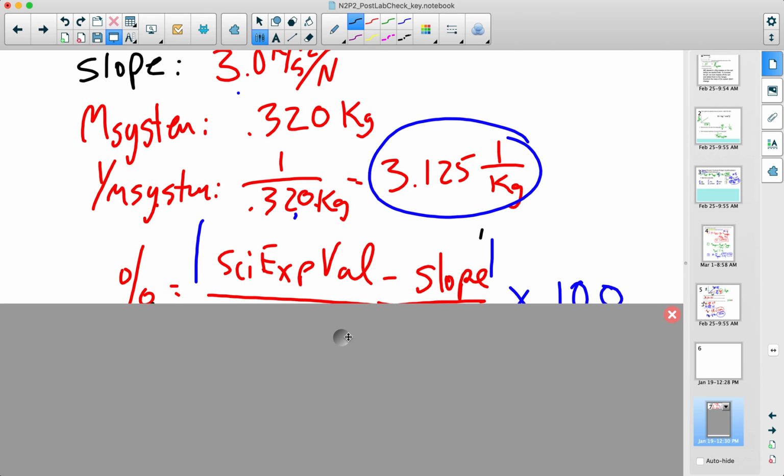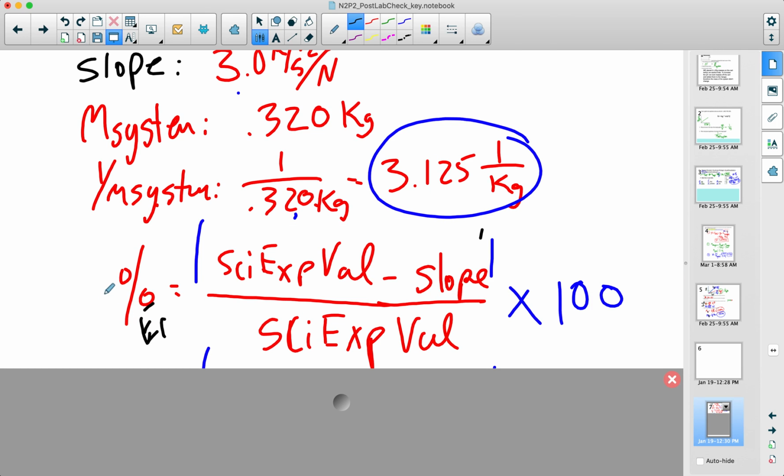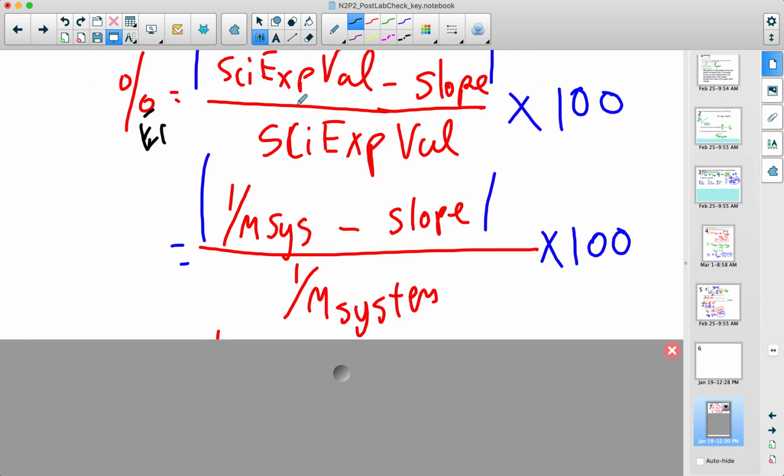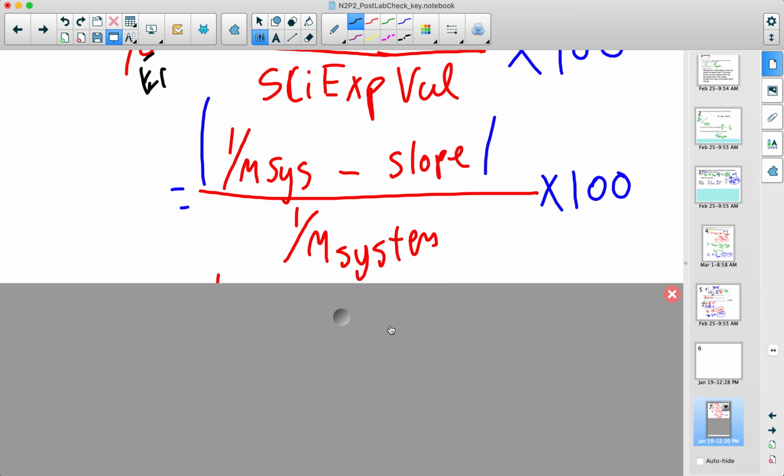Now, for any percent error, you're supposed to take the scientifically expected value of the slope minus the slope. Remember, we take the absolute value of that difference and divide by the scientifically expected value of the slope and then multiply by 100. To make it specific for this one, the scientifically expected value is 1 over the mass of the system. We need to subtract from that our slope, take the absolute value of that difference, divide by 1 over the mass of the system, and multiply by 100.